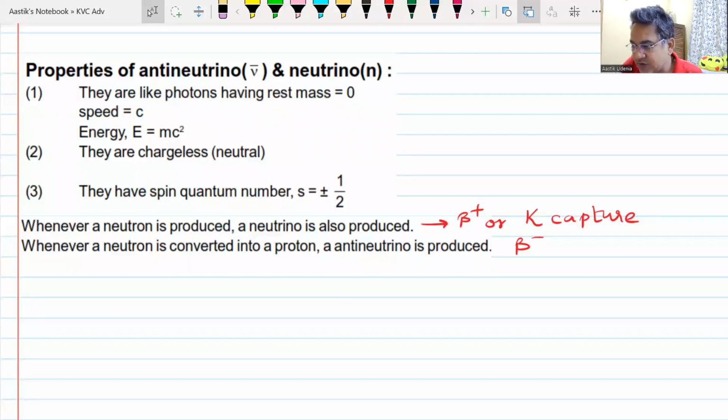Coming to the properties of antineutrino and neutrino, both are photon-like. Rest mass is 0. They move with the speed of light. Energy is mc square. Chargeless, spin quantum number plus or minus 1/2. Where do we get a neutrino? Wherever a neutron is produced, in beta plus decay or K capture, we get a neutrino. Where a neutron is converted into a proton, you have an antineutrino. We see this in beta negative decay. I'll give you 2 minutes to note this down.